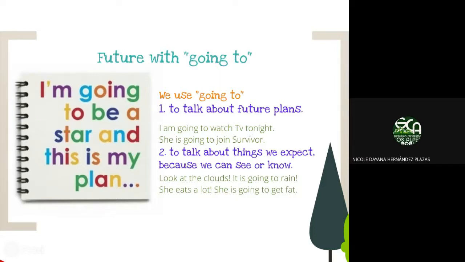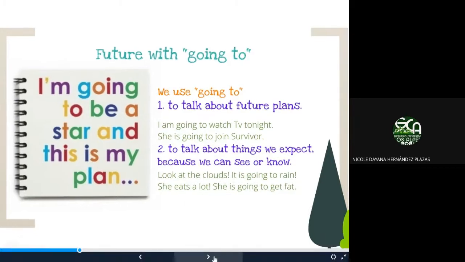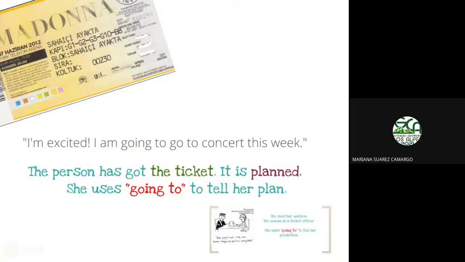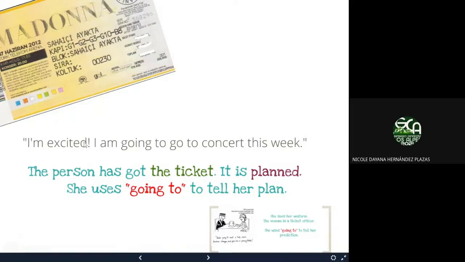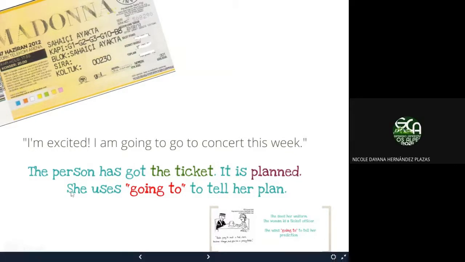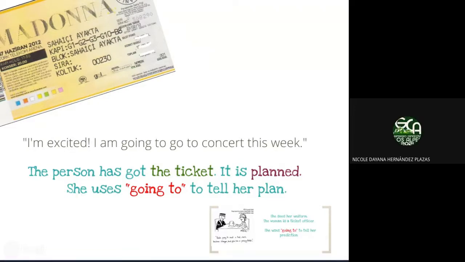So, going to. Look at this example. Mariana, can you please help me reading the example, baby? I am excited. I'm going to go to the concert this week. Thank you. So look at this example. I am excited. I am going to go to the concert this week. Continue, Mariana. The person has got the ticket. It is planned. She used going to tell her plan.